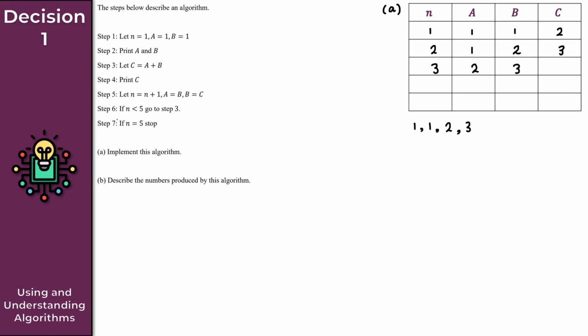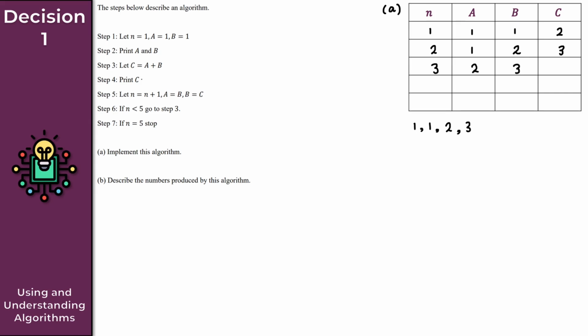Moving on to step 6 here. If n is strictly less than 5, go back to step 3. So again, n here, which is 3, is clearly strictly less than 5. So all we do then is we just go back to step 3. As you can see, it is very methodical and hopefully quite intuitive to follow this algorithm.